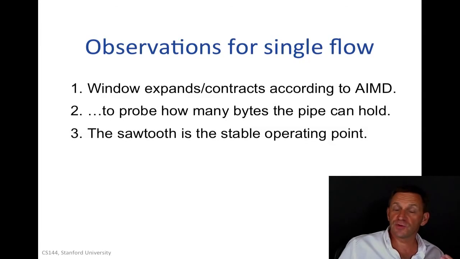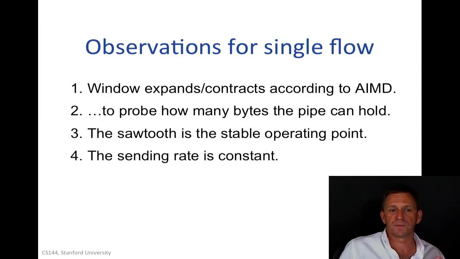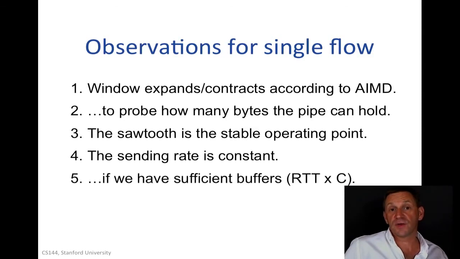So the sawtooth is actually the stable operating point of TCP. There's nothing out of control just because it's oscillating. It's exactly the behavior that we want under a stable operating condition. And the sending rate is in fact constant, so long as we have enough buffers in the network, which is RTT times C. So these are all the observations for a single flow. In the next video, we're going to see how things are a little bit different when we have many flows in the network.